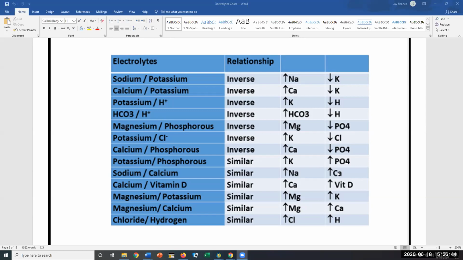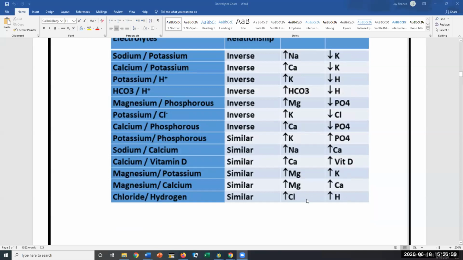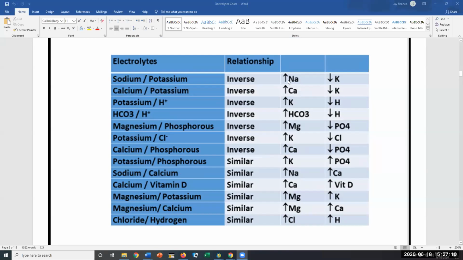Sodium has to do with water. Calcium has to do with clotting and bones and all that. HCl, hydrochloric acid, because it has to do with fluids also. So hydrogen goes up, Cl goes up. Magnesium, calcium goes up together. So sodium, calcium, magnesium, they go in one direction. Up, up, up. Potassium up.